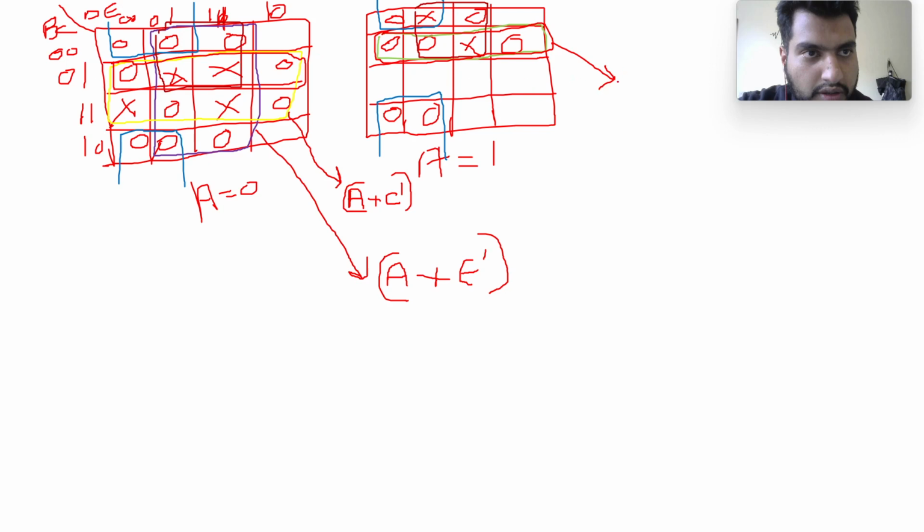So b and c are constant. So b is equal to 0 means b, and c is equal to 1 means c bar, so b plus c bar, this and this. And now this yellow one I have written, and the purple one I have also written. Which one is remaining? This blue one, and this one. Two terms are remaining, this and this. So first we'll write down the blue one.